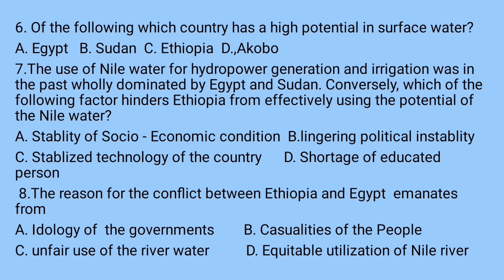Question number 8. The reason for the conflict between Ethiopia and Egypt emanates from A. Ideology of the governments. B. Casualties of the people. C. Unfair use of the river water. D. Equitable utilization of Nile River.